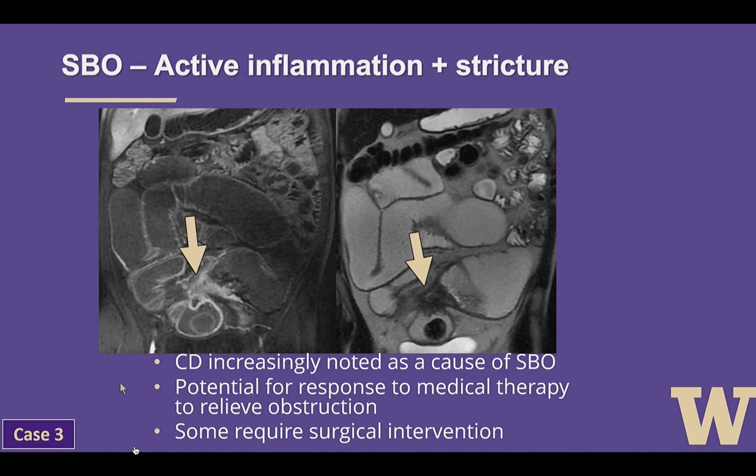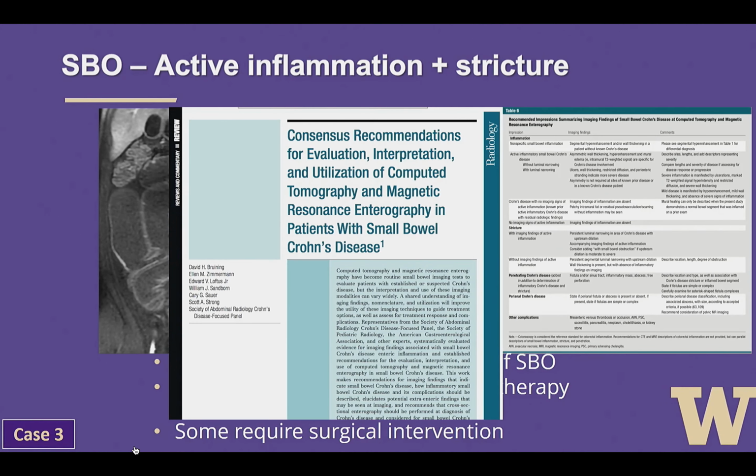Crohn's is increasingly noted as a cause of small bowel obstruction, essentially as external hernias are decreasing as a cause. Crohn's disease is increasing as a cause of small bowel obstruction. These are important to diagnose because there's potential for treating these patients with medical therapy to relieve the obstruction. Of course, many patients have chronic strictures or recurrent small bowel obstructions, and many of them will require surgical intervention. So again, this is beyond the scope of this talk, but just a quick plug to refer you to recently published consensus guidelines in radiology from the SAR disease focus panel regarding Crohn's disease and CTE and MRE if you want more details.